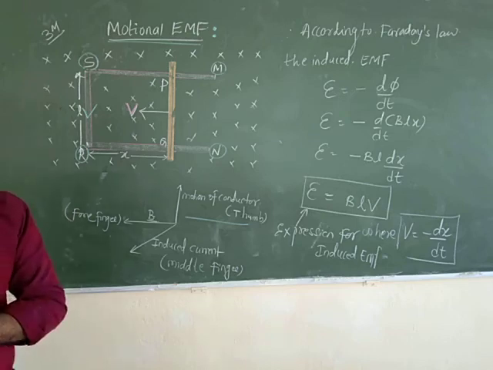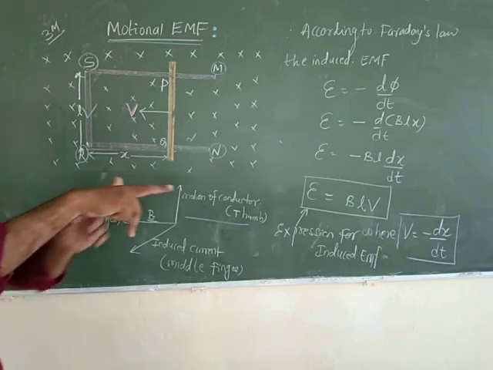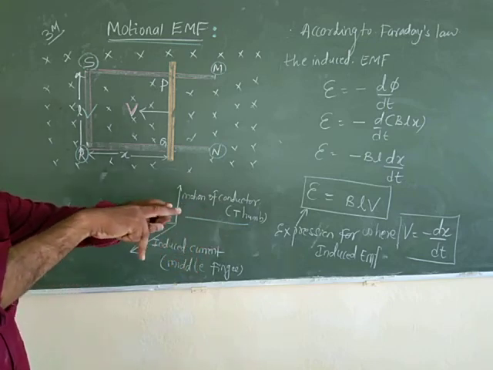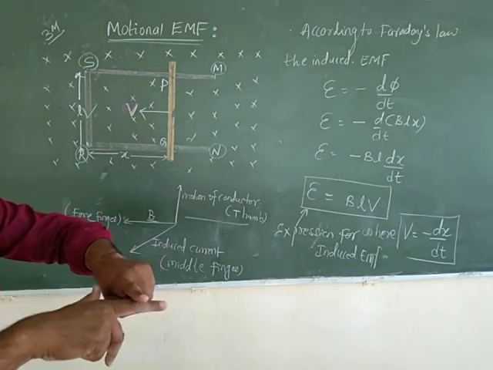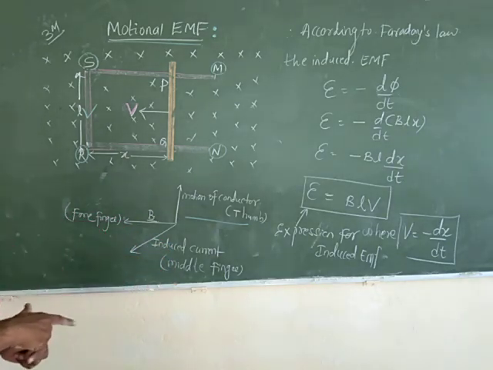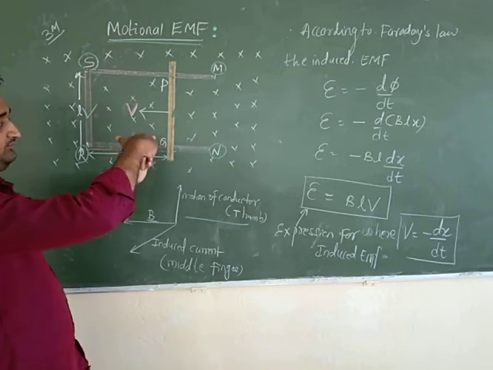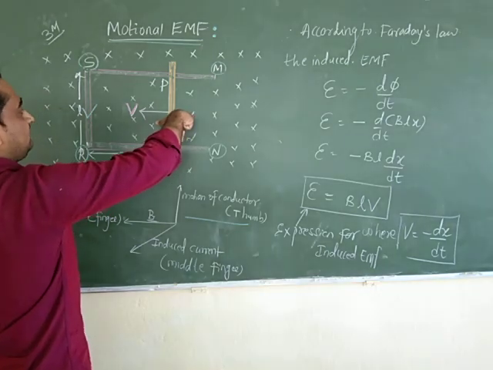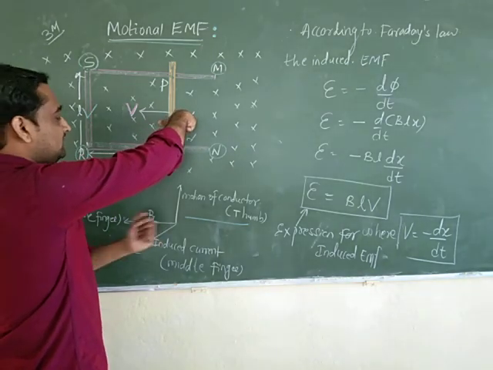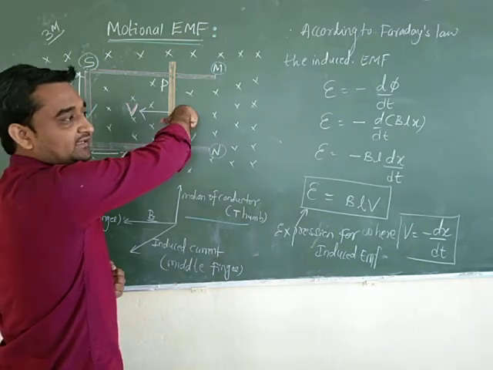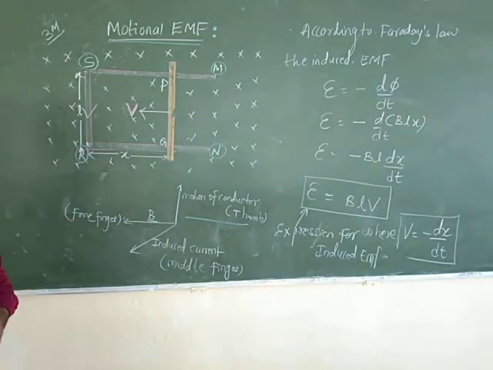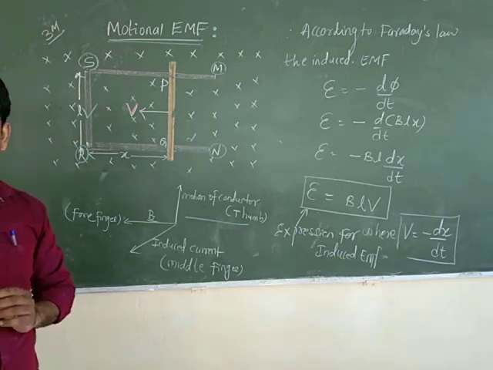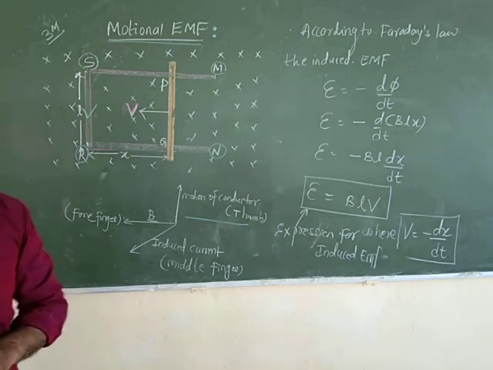That means it states that the first three fingers of the right hand are held at right angles to each other. The thumb points in the motion of the conductor, the forefinger points in the direction of the magnetic field, and the middle finger gives the direction of the current. The magnetic field is applied in this direction and we are moving the conductor in this direction, so in the downward direction you will get the direction of the induced current. In this way you have to find the direction of the induced EMF by using Fleming's right hand thumb rule, also called the generator rule.